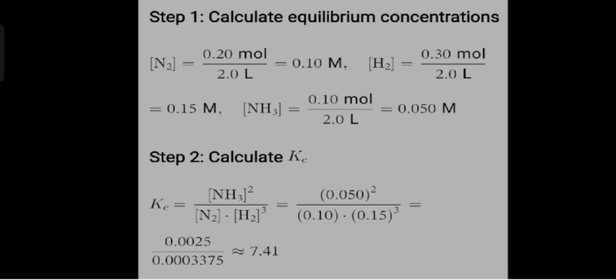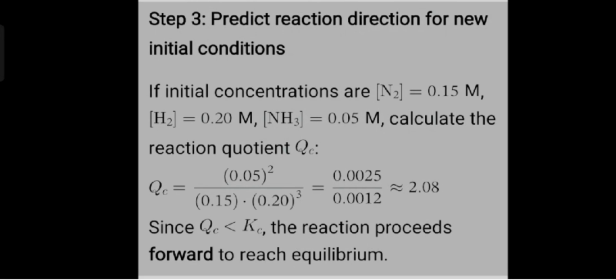Step 2. Calculate Kc. The formula is Kc equals [NH3] to the power of 2 over [N2] times [H2] to the power of 3, which equals 0.050 to the power of 2 over 0.10 times 0.15 to the power of 3, which is equal to 0.0025 over 0.0003375, or 7.41.